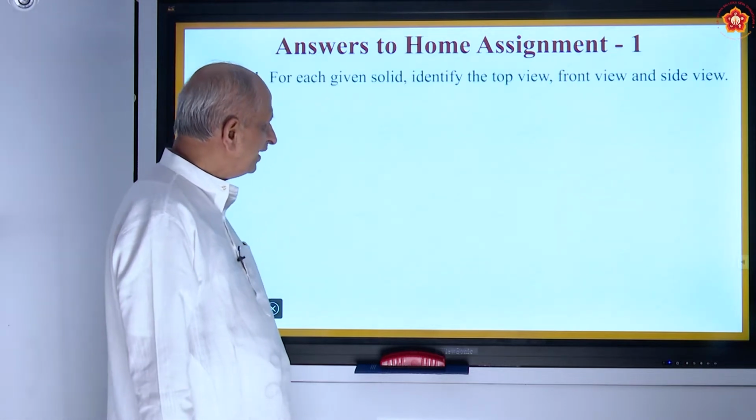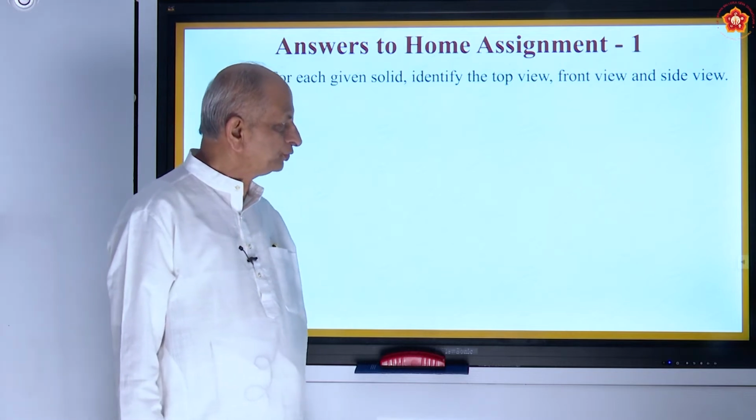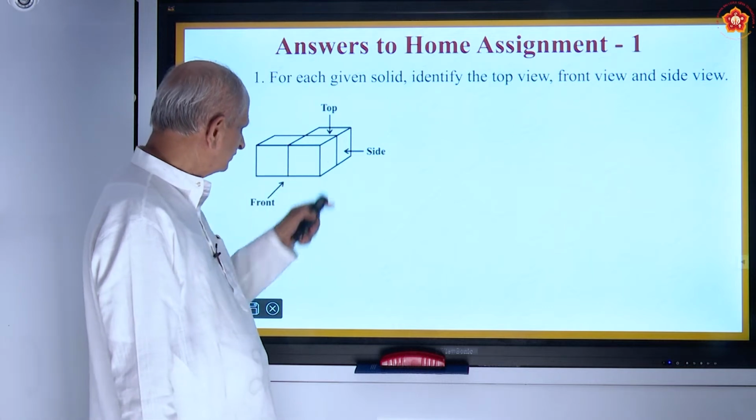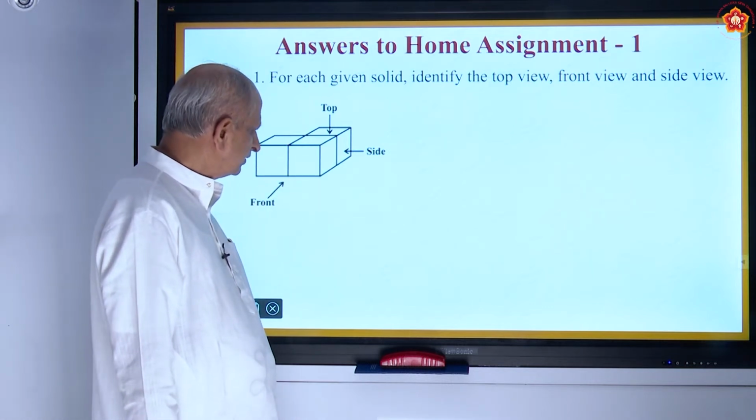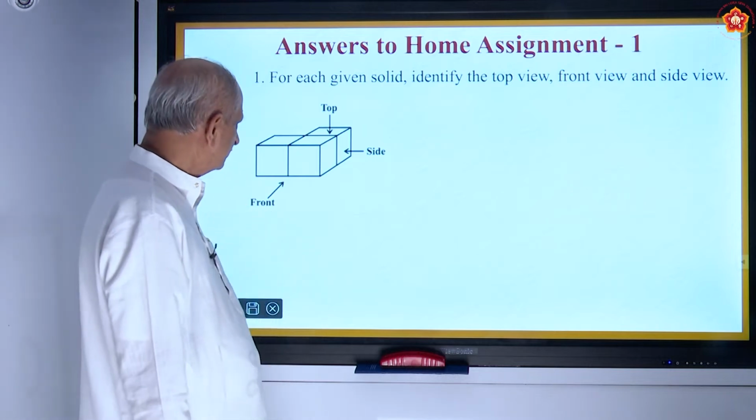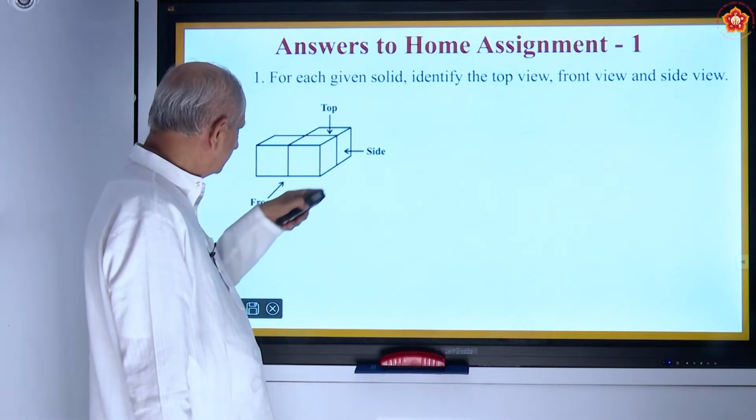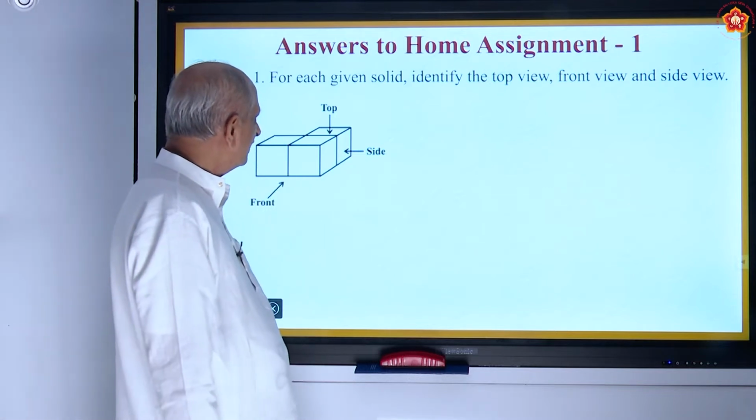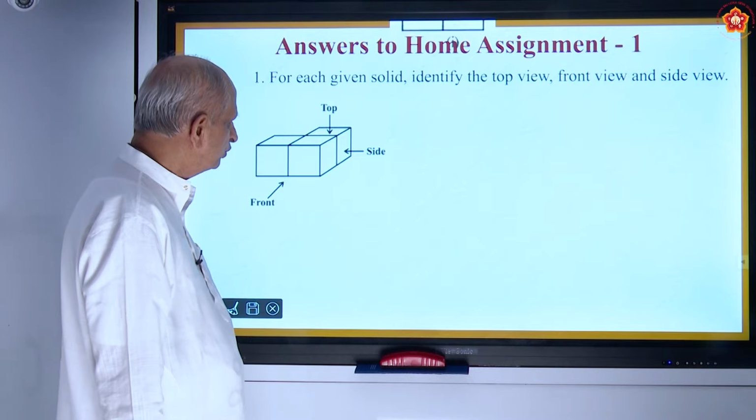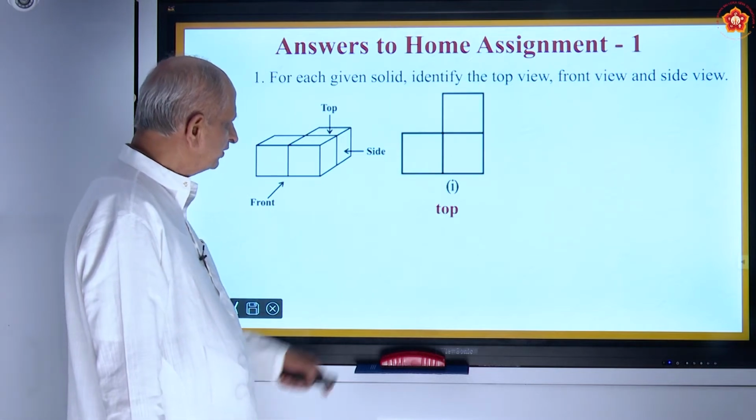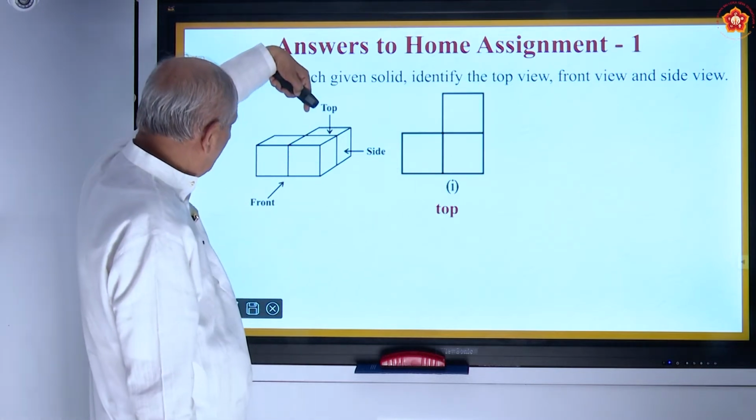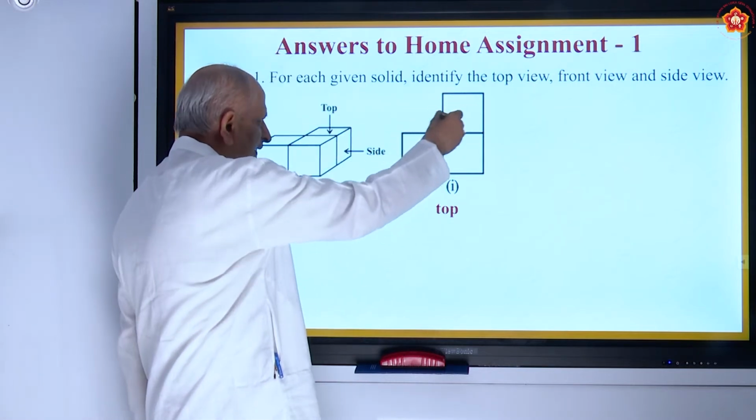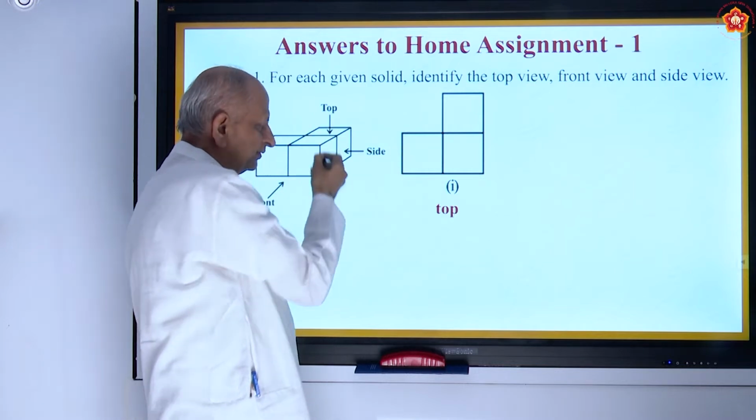Now, let us try to answer the home assignment. For each given solid, identify the top view, front view and side view. So, here there are 3 cubes kept attached to each other. This is called the top of the cube. This is called the side of the cube. This is called the front of the cube. Now they are asking, identify the top view. So this is called top view. It means when you observe from the top, it looks like this: 1 square here and 2 squares here.